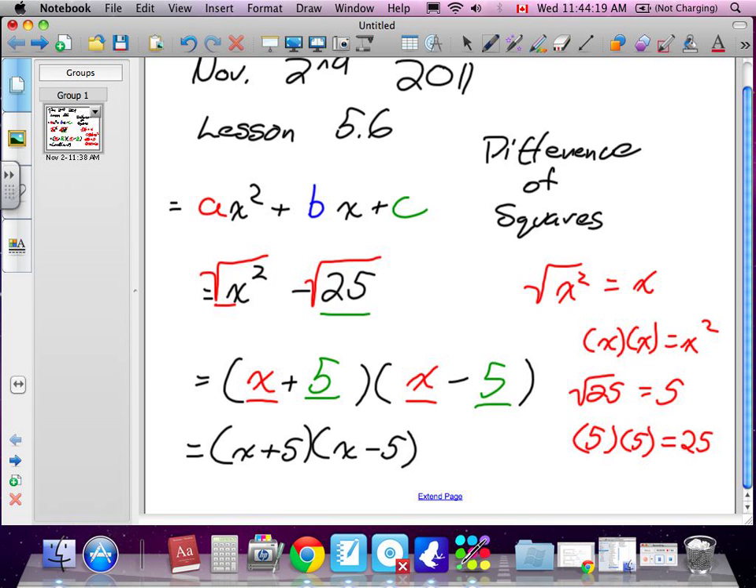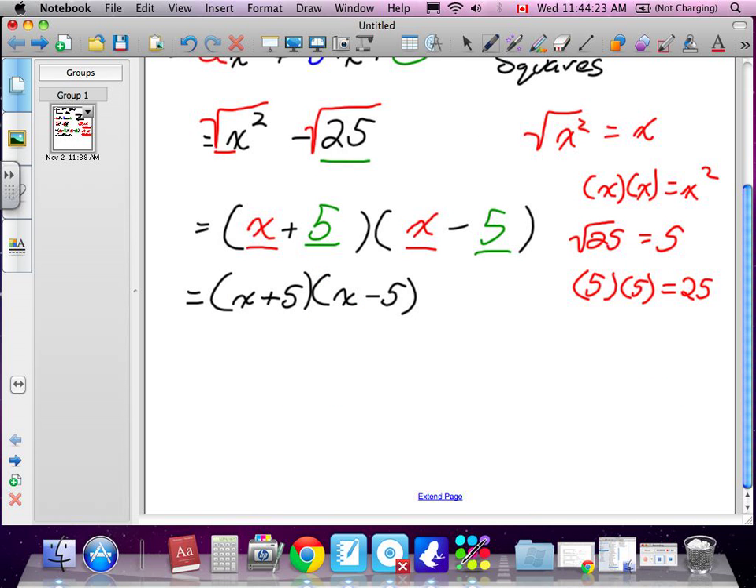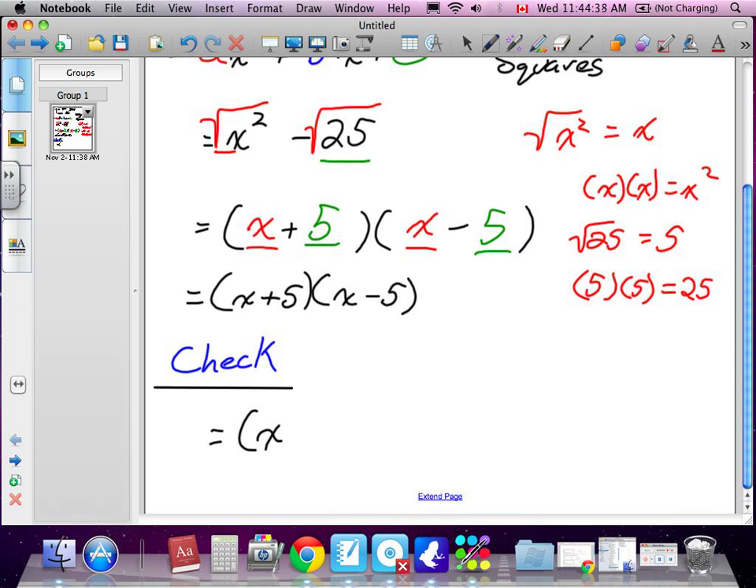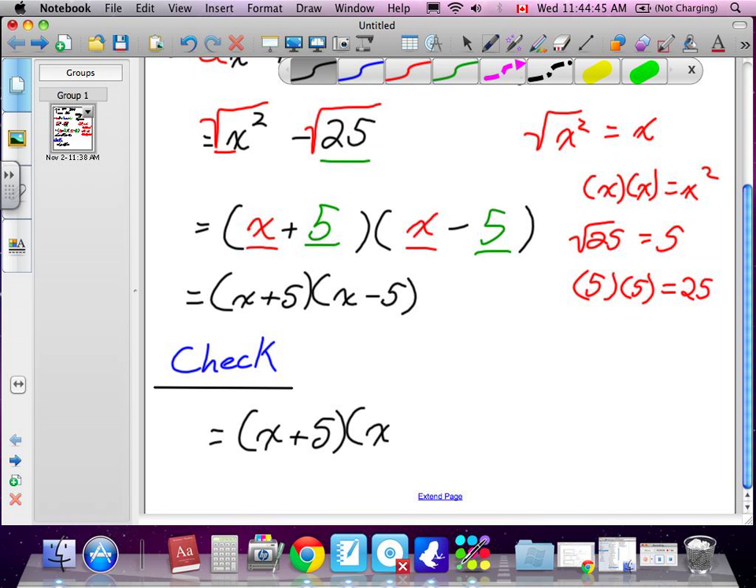Now we're going to talk about why this works. Okay? To check, what would we do to check a question like this? Anyone remember? What is it? Expand and simplify. So we can do the rainbow method, we can do FOIL, we can use algebra tiles. I'll quickly do our FOIL method.